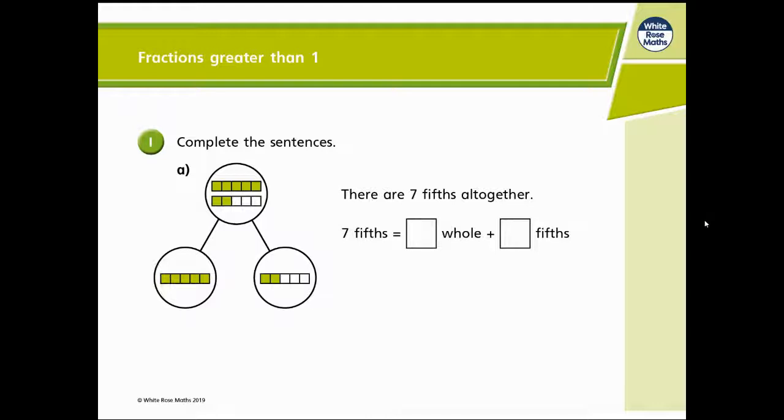I really like these part-whole models that they show here and the way that they break down. So we've got 7/5 altogether, and we can see at the top that in the top circle it shows the 7/5, and then it breaks it down into 1 whole and 2/5, and that's really quite nice and visual. So 7/5 equals 1 whole, which you can see on the left-hand side of the circle, and the 2/5 is on the right-hand side.